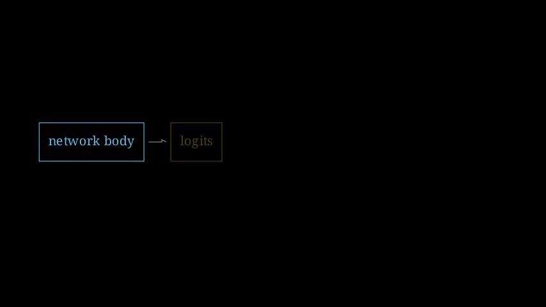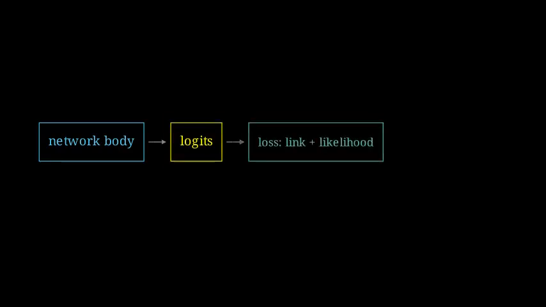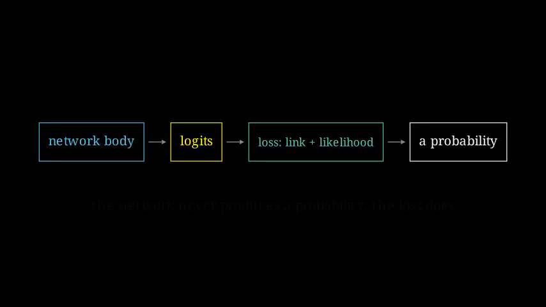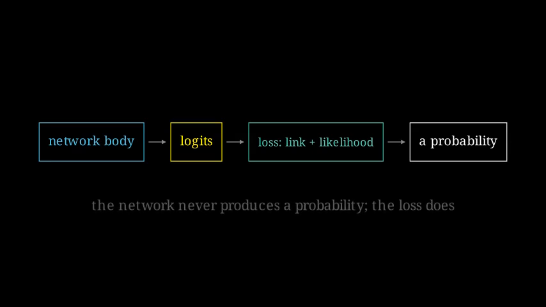Now back to the other half, the half the rest of this series leans on. The network body produces raw, unnormalized scores. We call them logits. It never produces a probability. A probability is something the loss computes by taking those logits, squashing them through a link function, a sigmoid, a softmax, or the plain identity, and pairing that with a matching likelihood. The number the network hands you is raw. The meaning is added afterward.